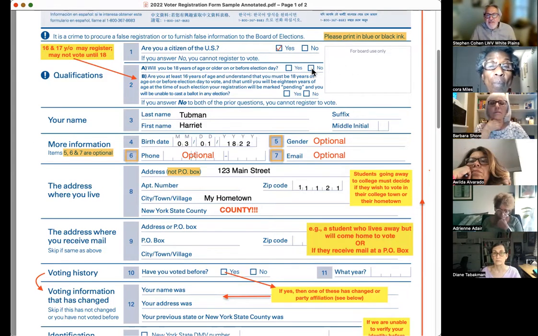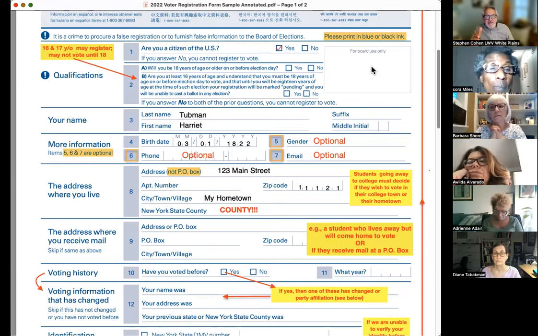If not, they can still go ahead and register. They just will not be eligible to vote this year. So for example, if an individual is going to turn 18 years of age in December, then he or she will be eligible to register to vote, but may not vote this year.